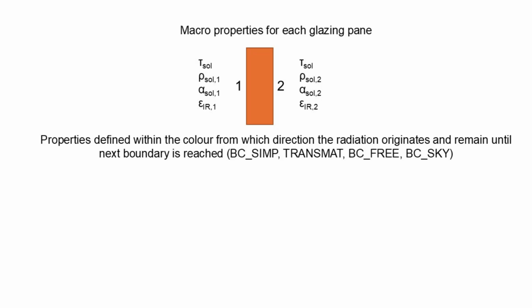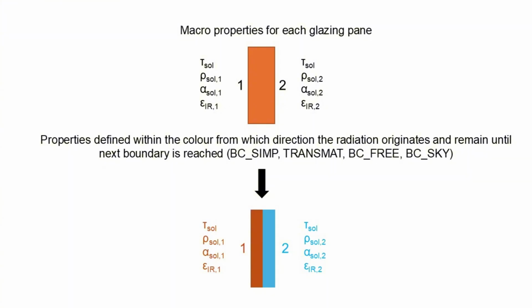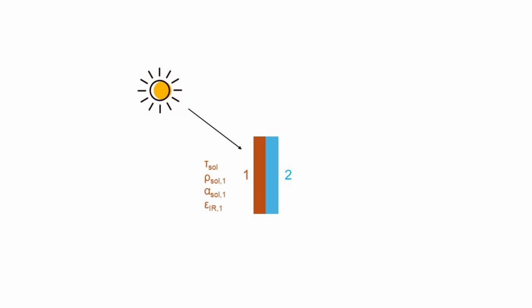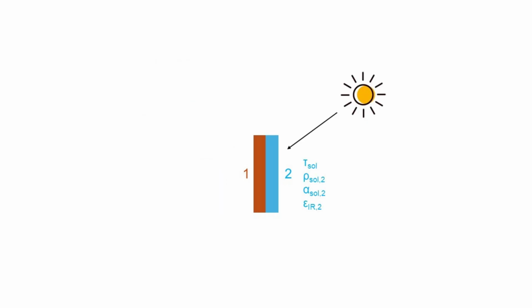A glass pane can be subdivided into two sides so that distinct optical and thermal properties can be assigned depending on the direction of incident radiation. When radiation strikes the pane from the direction of side 1, the properties defined for side 1, such as solar reflection, solar absorption, solar transmission, and infrared emissivity, are applied. If radiation approaches from side 2, the properties assigned to side 2 are considered instead.